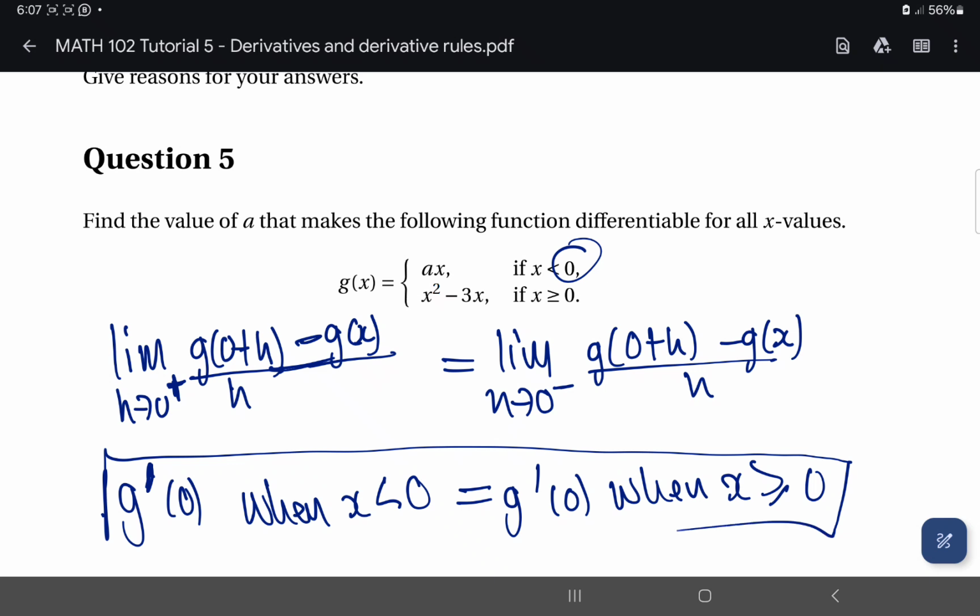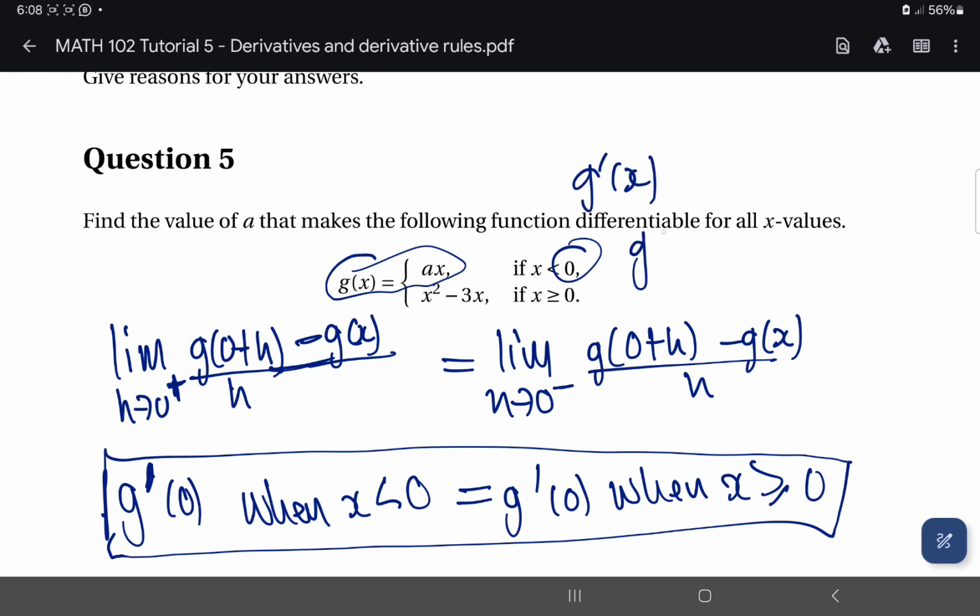So this is the condition we test. What we're going to do is differentiate this piece. When x is less than 0, we take g of x being this, then we find g prime of x. After finding g prime of x, we find g prime of 0 because we are at this point 0. It'll be whatever it is. Then we do the case when x is greater than or equal to 0. You say g of x is equal to this. Then you find g prime of x.